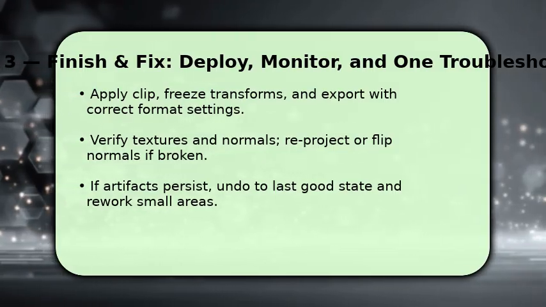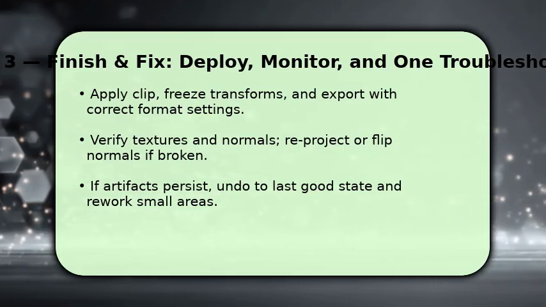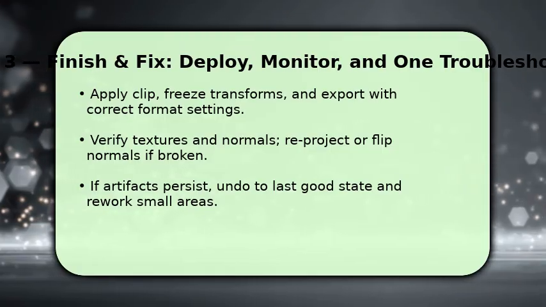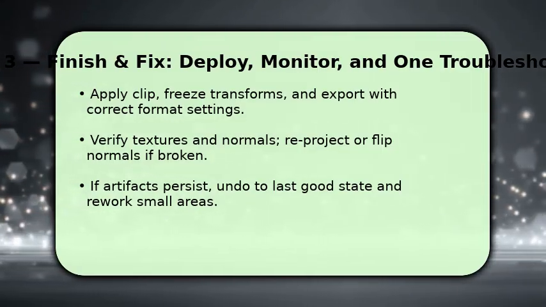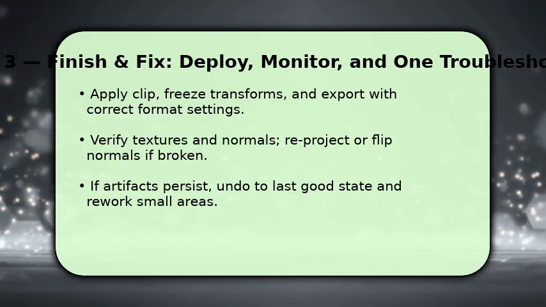If seams or artifacts remain, don't panic. Undo to the last stable save and rework only the small problematic region because iterative fixes preserve the good work. One key troubleshooting tip: if geometry collapses, toggle off snap and manually nudge vertices back into place before.